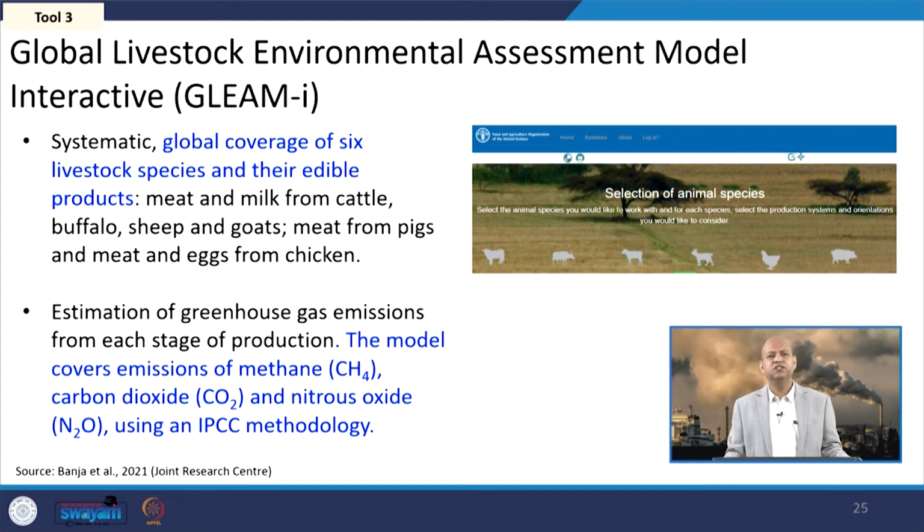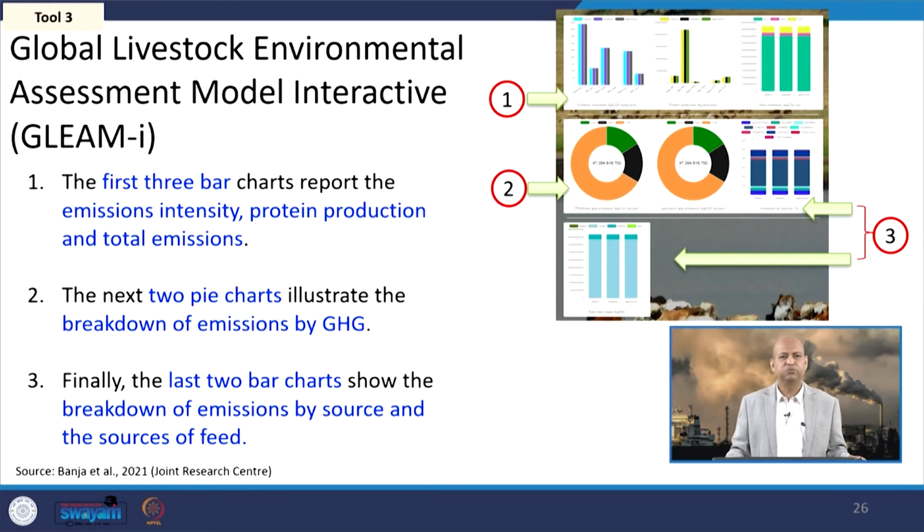And you can see the systematic global coverage of the 6 livestock species is possible by using this particular model. So, meat and milk from cattle, buffalo, sheep, goats, meat from pigs, and meat and eggs from chicken, all those activities can be incorporated in this particular model. Estimation of greenhouse gas emissions like methane, CO2, N2O, etcetera, using IPCC methodology is part of this model.